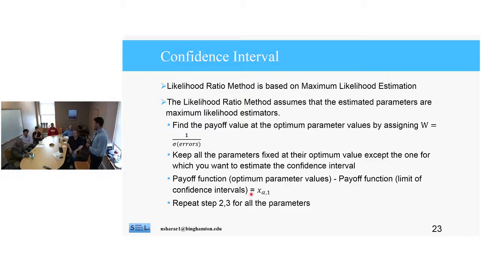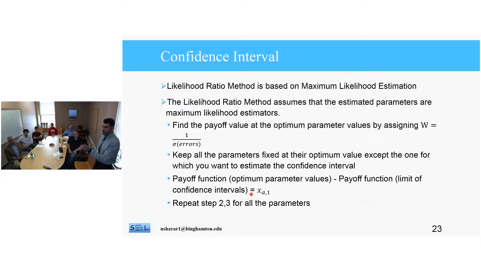For the confidence interval for parameters, I use the likelihood ratio method. This feature is available in Vensim. I don't know if you're using Vensim or Stella, and I don't know how it works in Stella. In Vensim, the payoff value of the optimum parameter values is obtained if we use the weight equal to 1 over the standard deviation of errors.